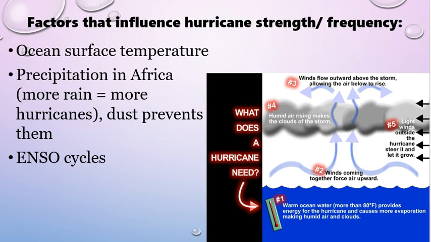The more rain there is in Africa, the more hurricanes you're going to get, because again, you're adding that precipitation, you're adding that humidity. Also, the dust is going to help prevent hurricanes overall. And then there's a third factor that's going to also affect the frequency of hurricanes, and those are ENSO cycles, which basically stands for El Nino Southern Oscillation, which you've heard a lot about lately too, since we are in an El Nino year. So we're going to talk about this over the next week or so.